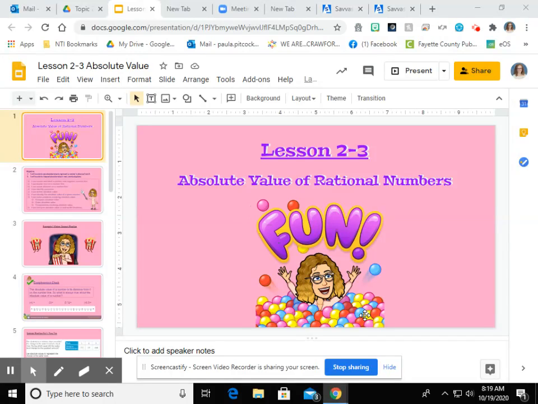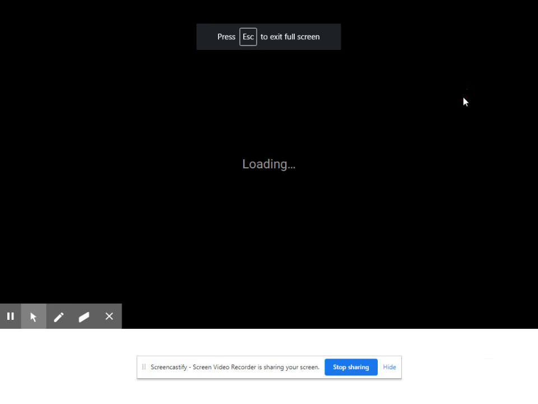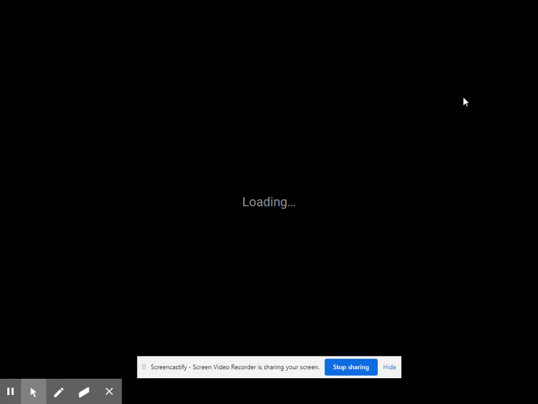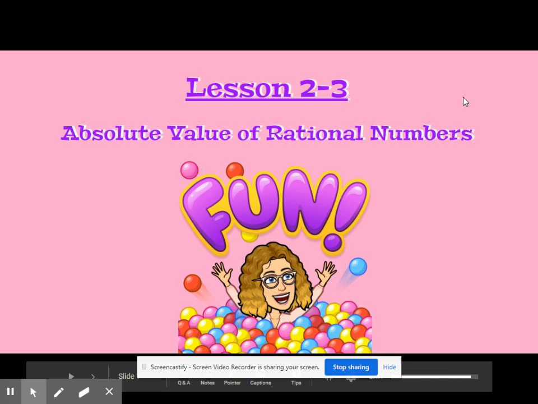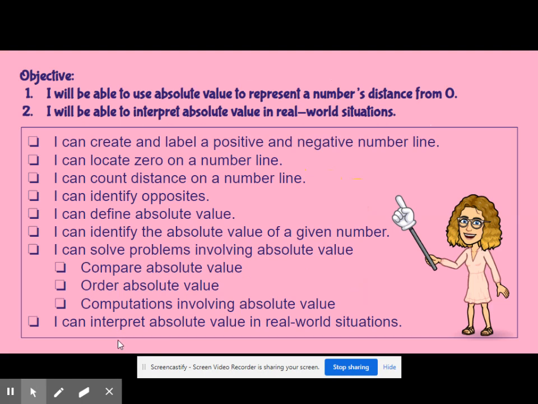Hello! Today we are going to tackle lesson 2.3, which covers the absolute value of rational numbers. Now we should remember what rational numbers are. Rational numbers are pretty much all the numbers you're going to deal with in middle school. It's your positive and negative whole numbers, fractions, and decimals. Okay, so now we're going to talk about the absolute value of those. So that is our new skill today.